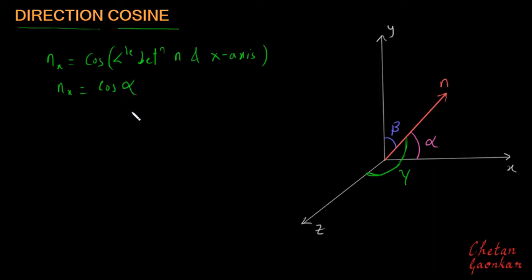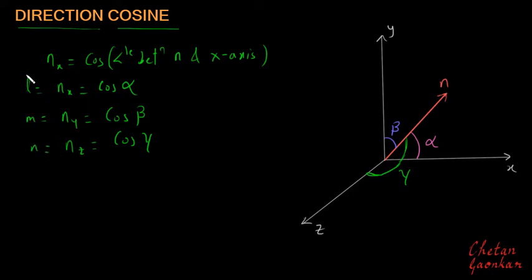Now similarly, if I want to find ny, that is the cos of the angle made by this vector n with respect to the y-axis, then ny will be equal to cos of beta. Similarly, nz will be equal to cos of gamma. Now these terms nx, ny and nz are called direction cosines. Sometimes in some books they also denote these direction cosines nx, ny, nz as l, m and n.